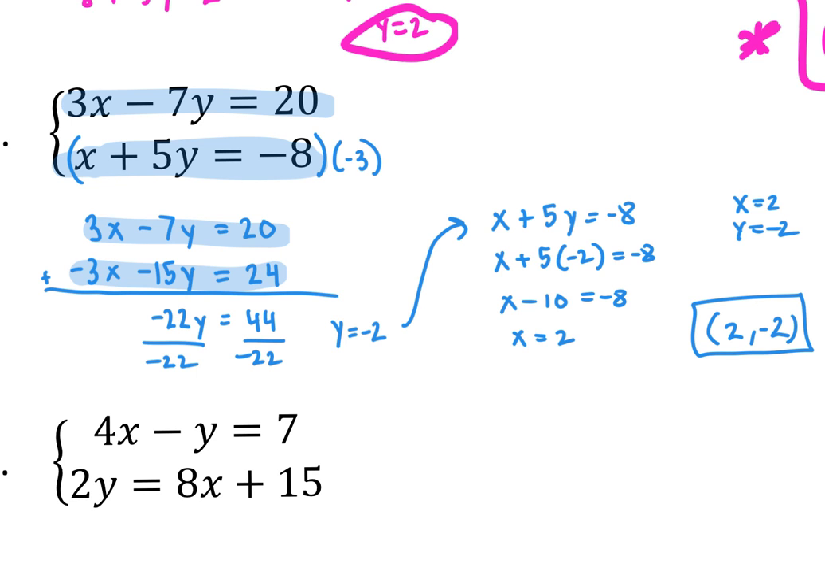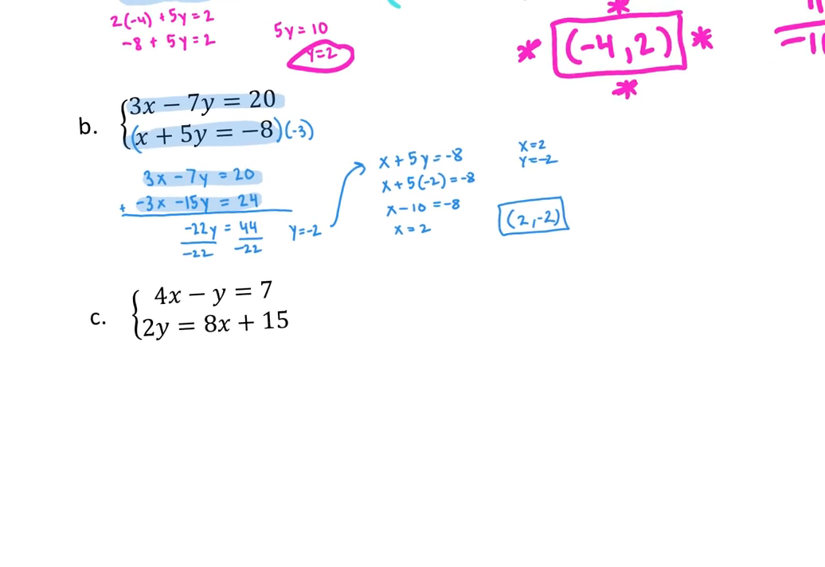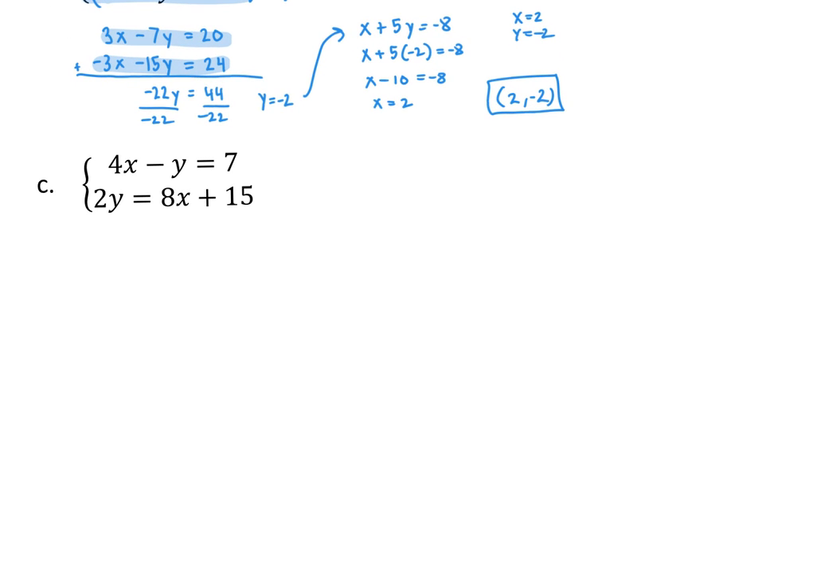Substitution again. Let's do one more, C here. Let's try substitution on this one. I think it is in a better substitution form. So I'm going to just take this 4x and subtract the 7 and add the y so that I can solve this top equation right here for y. So I brought the y over and brought the 7 over.